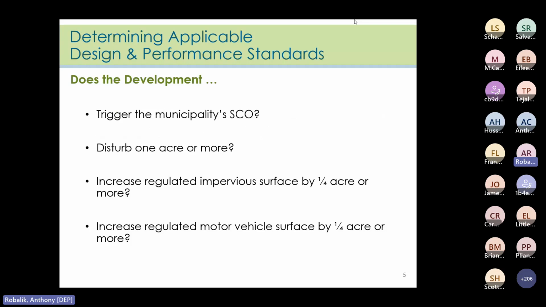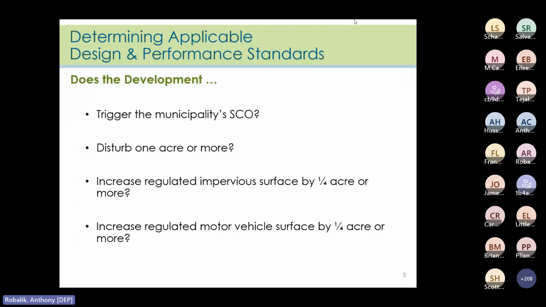So the first question to ask is: is this project a major development? Does it trigger the municipality's stormwater control ordinance, or in this case, the residential site improvement standards? Does it disturb more than an acre? In the past, when the site we're about to see was reviewed, the question was, does the development increase impervious coverage by a quarter acre or more? However, under the current stormwater management rule, the question is, does the development increase regulated impervious surface or regulated motor vehicle surface by a quarter acre or more?